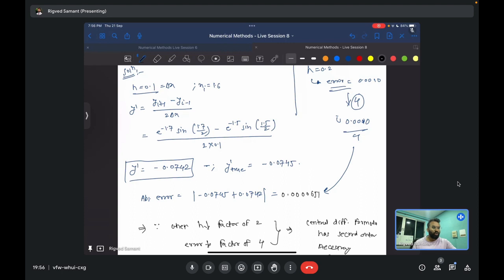I hope this is clear to you how to calculate the order of accuracy.